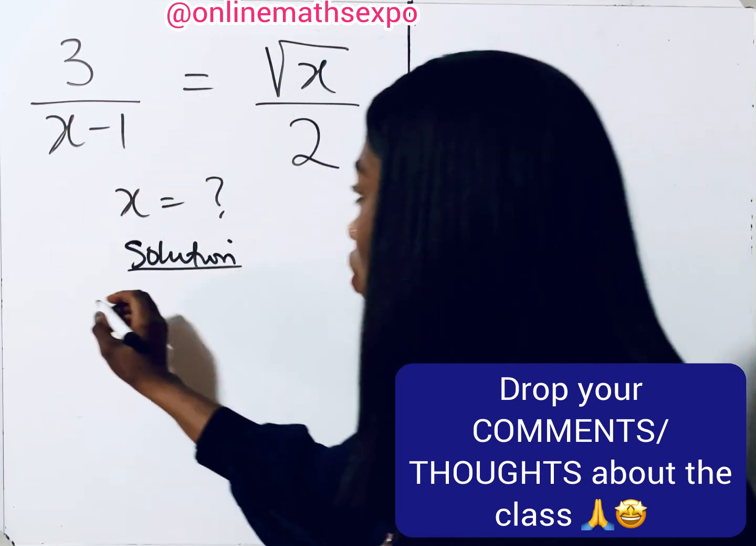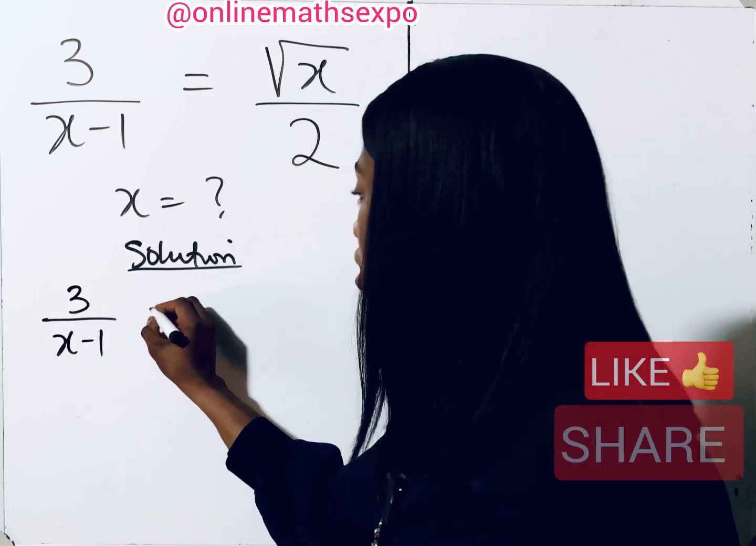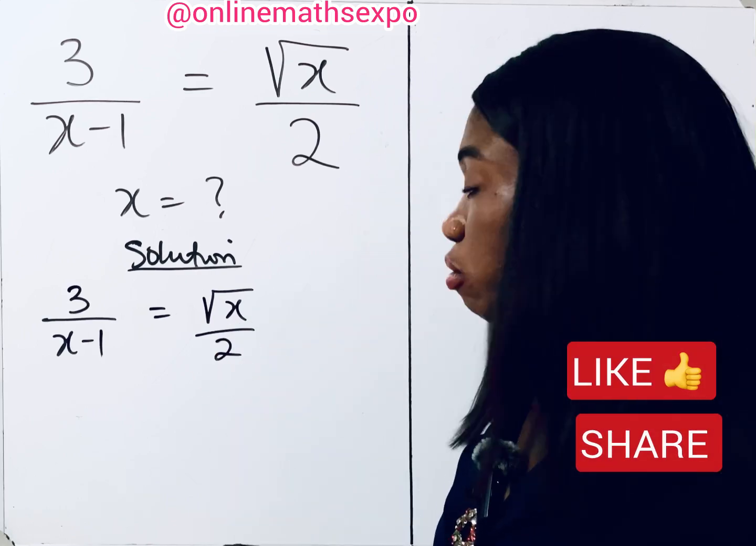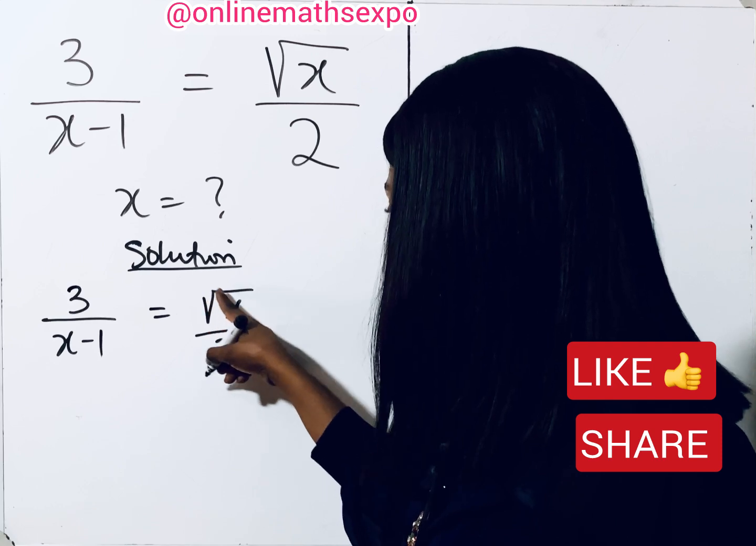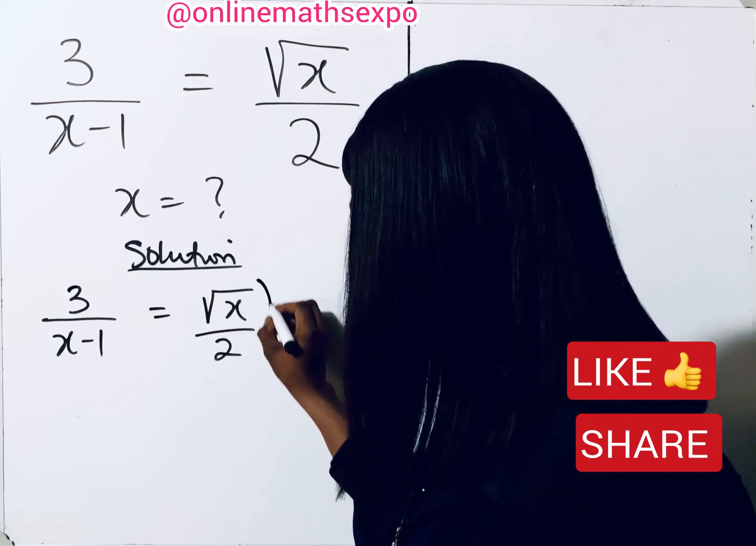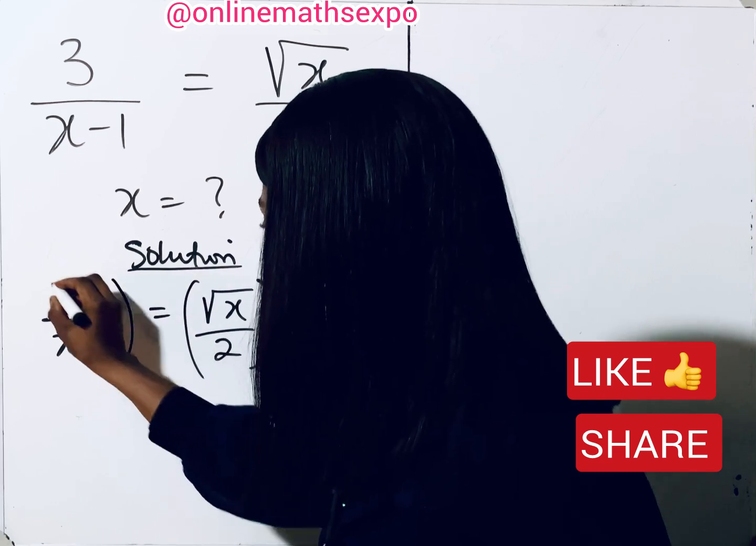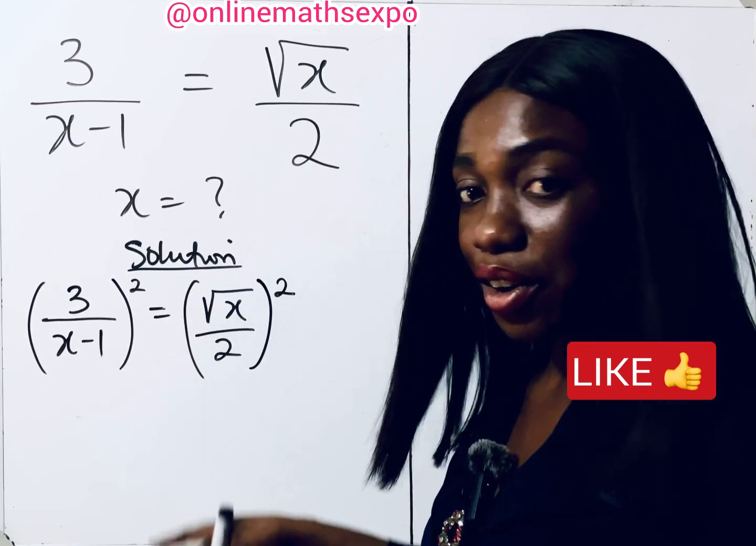Now, to answer this, you are going to have (3 over x minus 1) equal to square root of x over 2. Remember we said because this is a square root, to remove this square root, you are going to square. So you square this, and you also square this so that you can remove the square root. I hope this is clear.